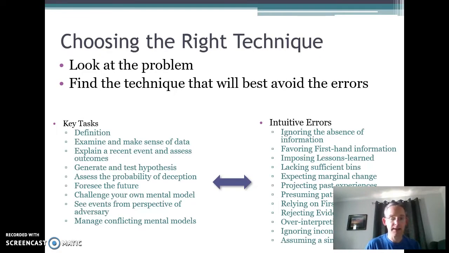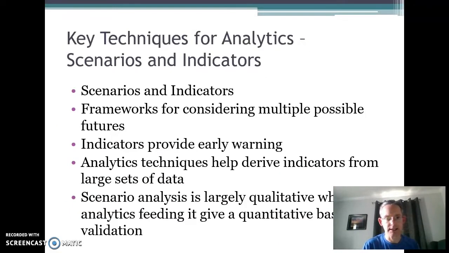So choosing the right technique has a lot to do with just looking at the problem and finding which technique you think will actually just best avoid the errors that we talked about earlier. So, doing a definition, making sense of the data, generating hypotheses, all of these things you're trying to do so you can avoid those intuitive errors, or the errors that come with intuitive thinking on the right, which, presuming patterns, favoring the information that you're familiar with, ignoring the fact that some big gaps are there that you're just not even thinking about because they're not there. Those are the kinds of things that we're trying to avoid with these analysis techniques.